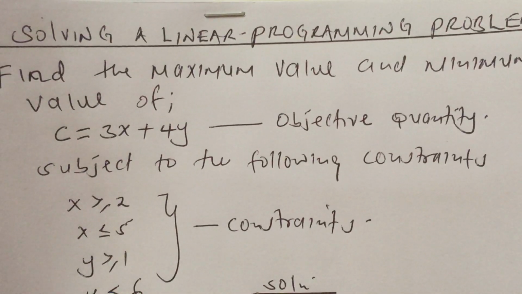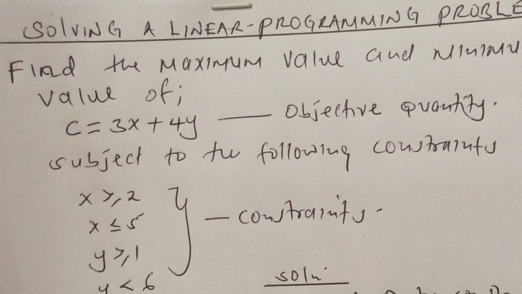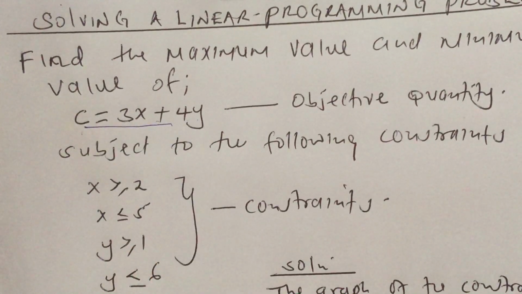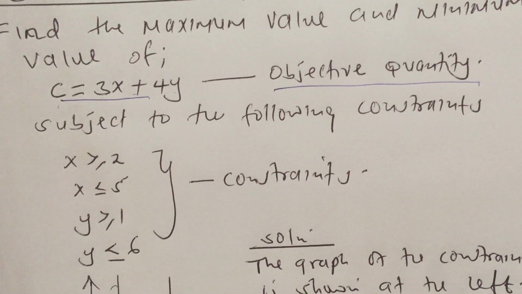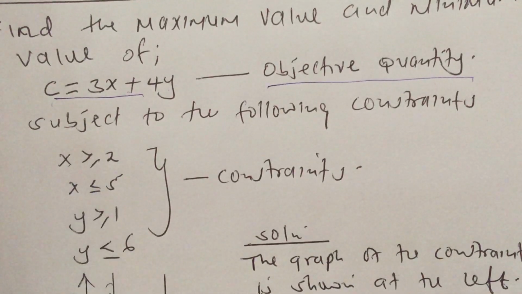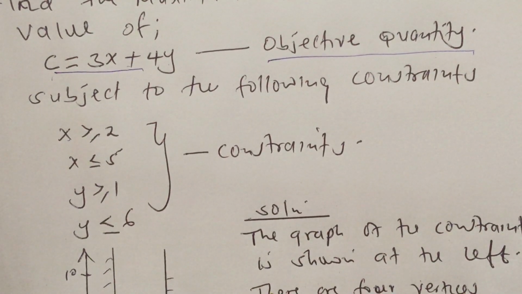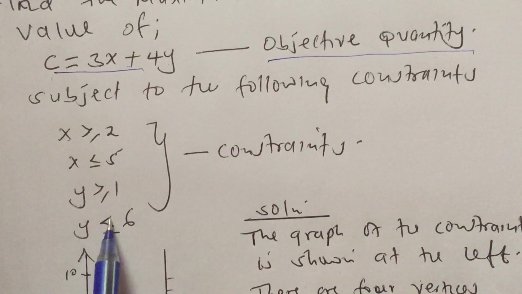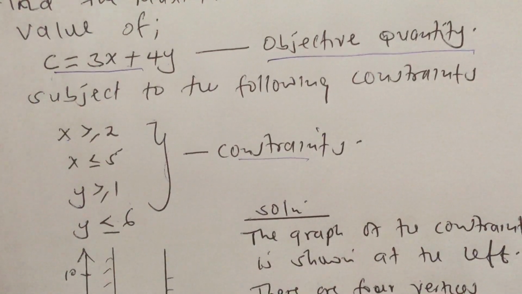So I've given a short question there which asks to find the maximum value as well as the minimum value of C equals 3x plus 4y. For this case, we are calling it the objective function or quantity, subject to the following constraints. The first one is x is greater or equal to 2, and the second one is x is less or equal to 5, and the third one is y is greater or equal to 1, and the last one is y is less or equal to 6. All these four are called the constraints.